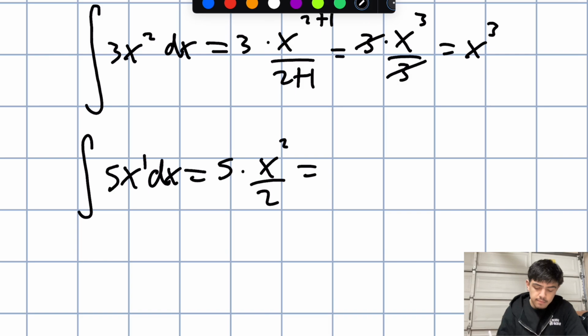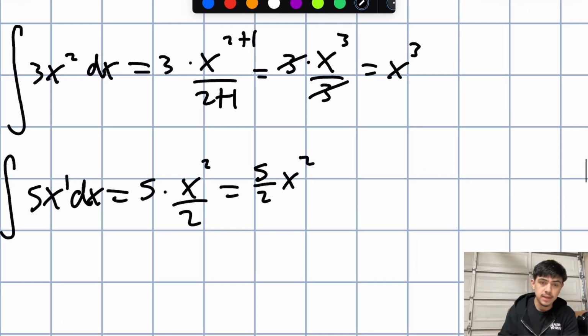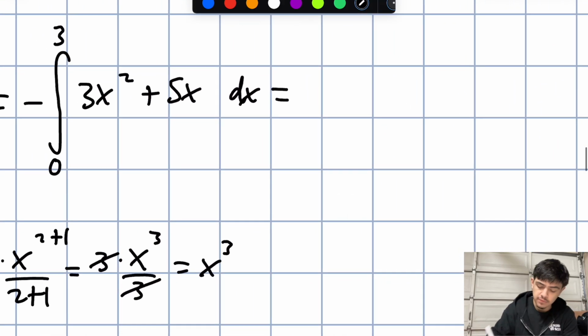We can leave it like that, or I always like to just combine the number being multiplied by the fraction. So we have 5 over 2 times x squared. These are equivalent statements right here. These are the same things. Don't be scared. So let's go ahead and just apply this now. Let's put this in the front and add it to our final answer. So we have x cubed plus 5 over 2 x squared.